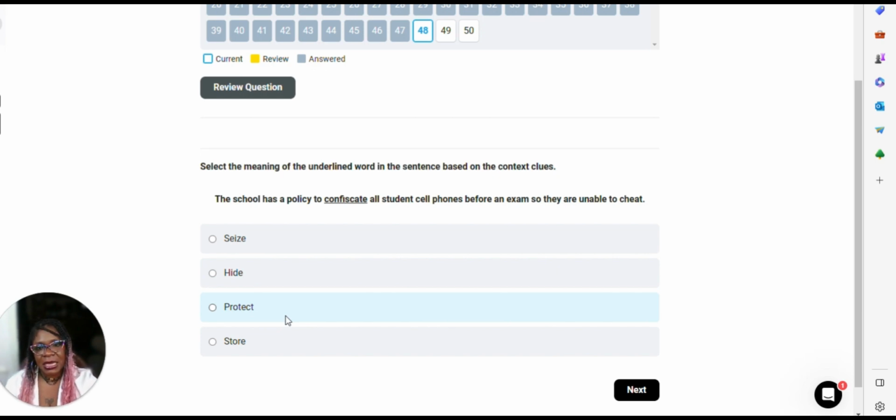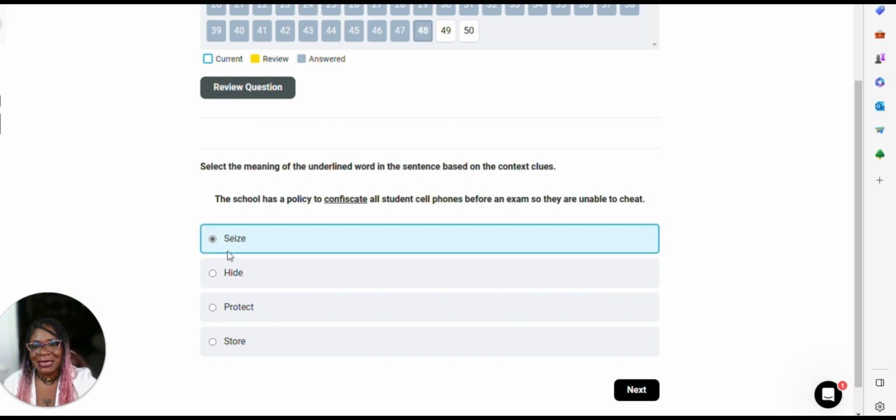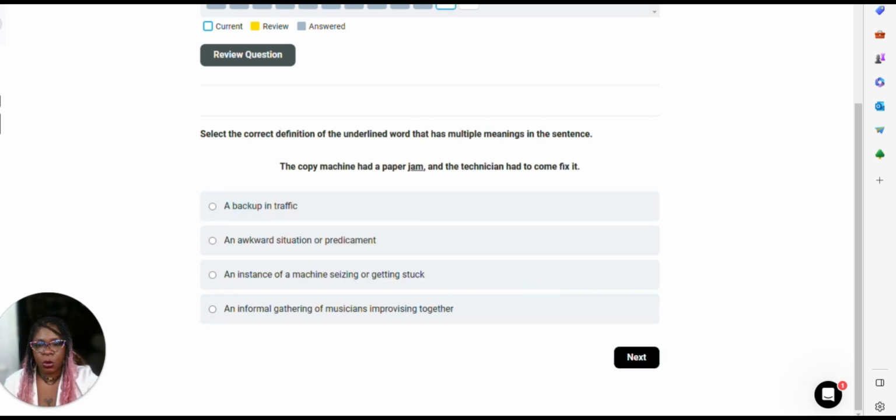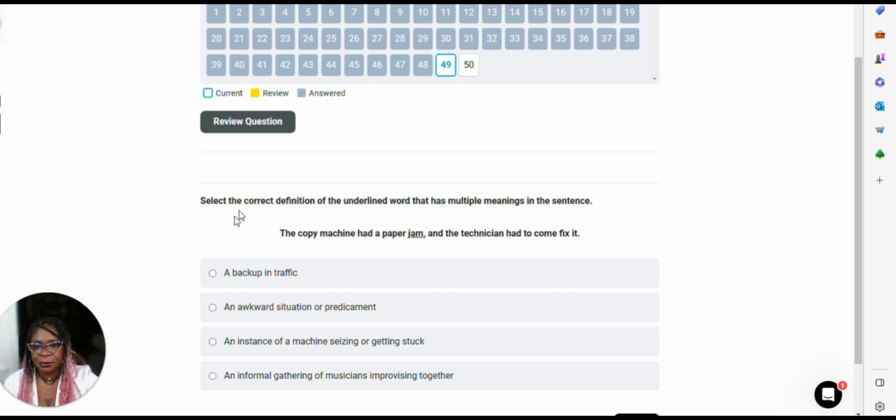So the meaning of the underlined word based on this list is going to be to seize. Okay? The meaning of confiscate in the context of the sentence is to seize, to take. The policy of the school is going to be to take all student cell phones before an exam. Okay? All right, let's move on to question number 49.